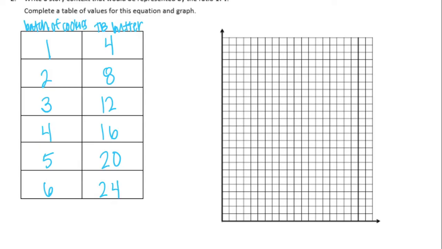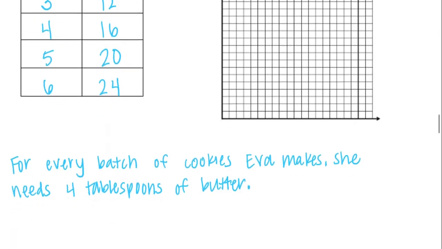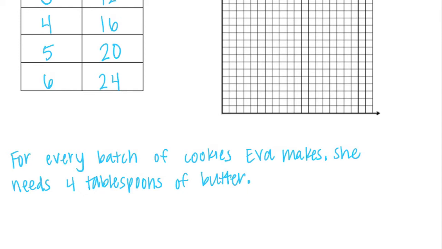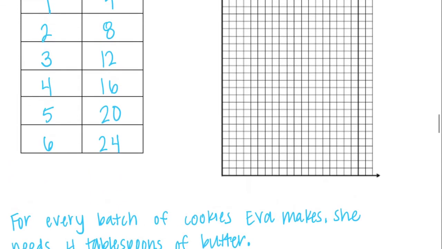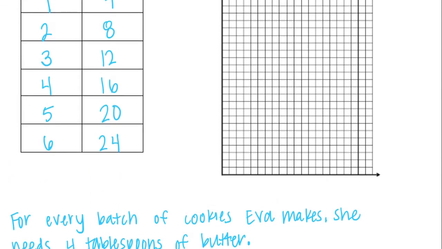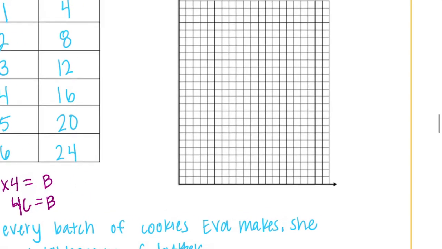So if we wanted to have our equation, we could call it cookies times 4 is equal to butter, or we could just say 4C is equal to the butter. So now we need to put that on our chart, graph it.